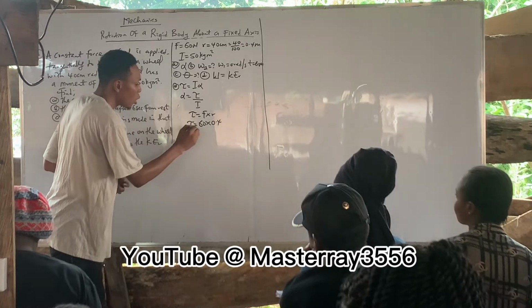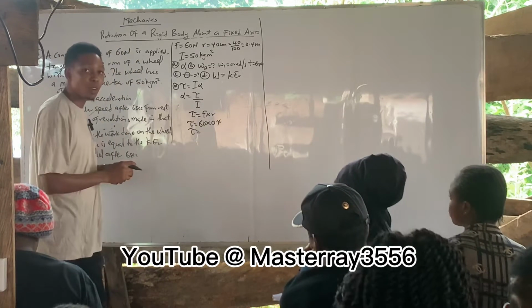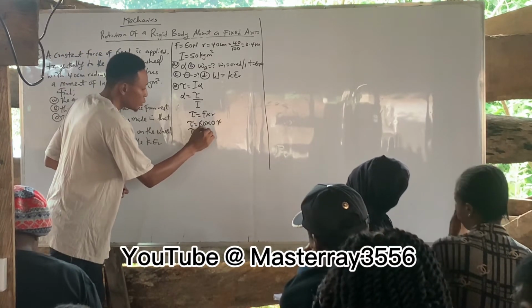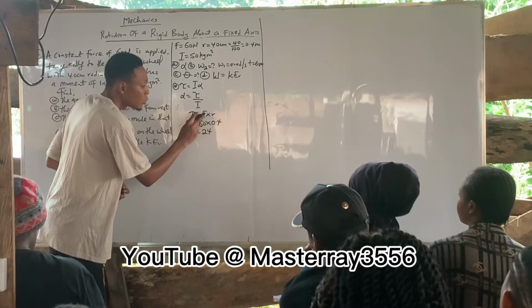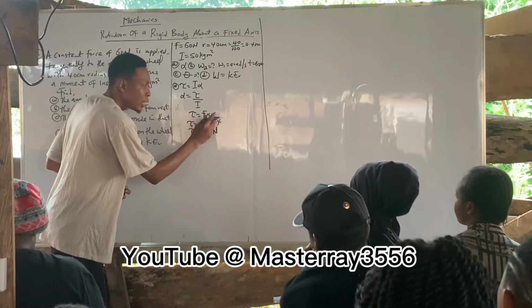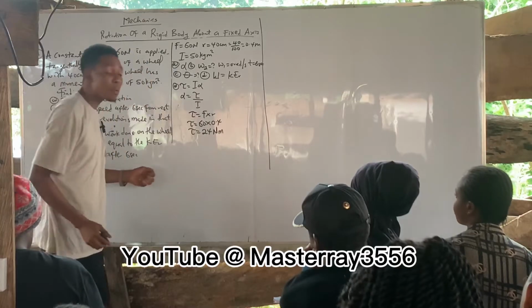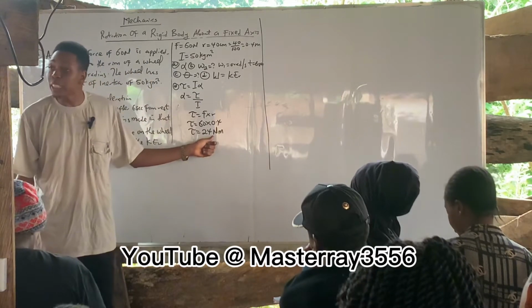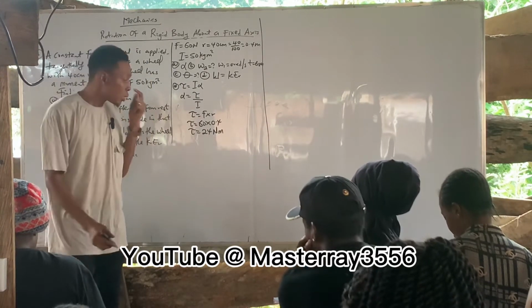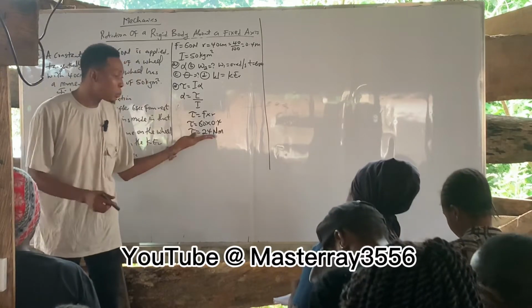So our torque will be equal to 60 times 0.4. That's 24. 24 what? Force is in what? Newton. Radius is in what? Meter. That's where they got the SI unit for torque. Torque is Newton meter.